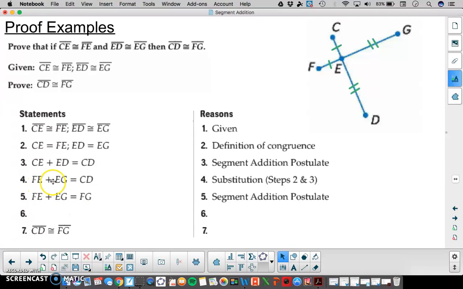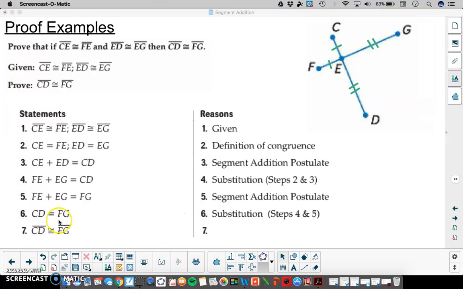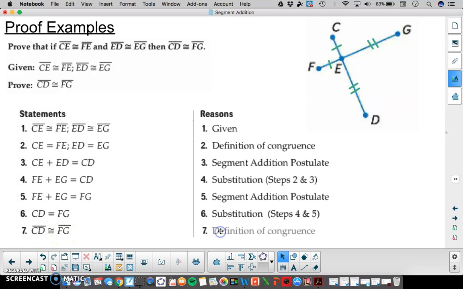Well, now I have two things that are equivalent to the same thing. Both CD and FG are equivalent to FE plus EG. So I know the measure of CD is equal to the measure of FG by substitution. Because I know the measures of those segments are equal, I therefore know the segments themselves are congruent by the definition of congruence.